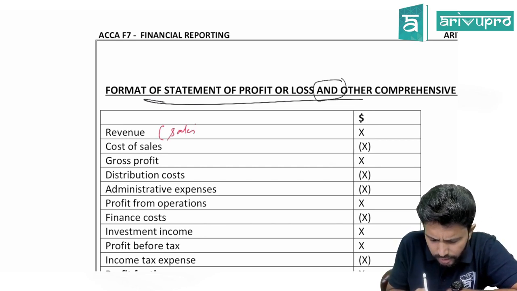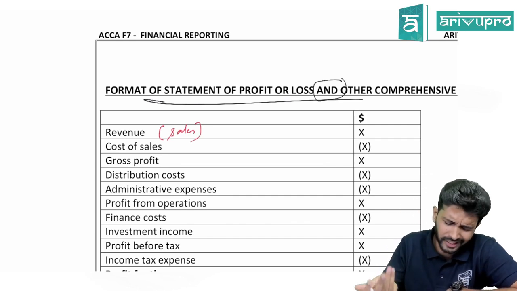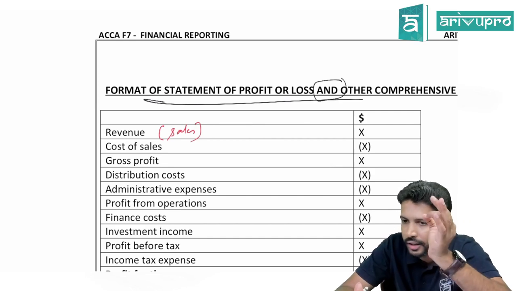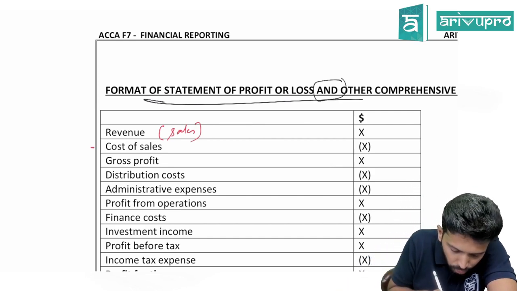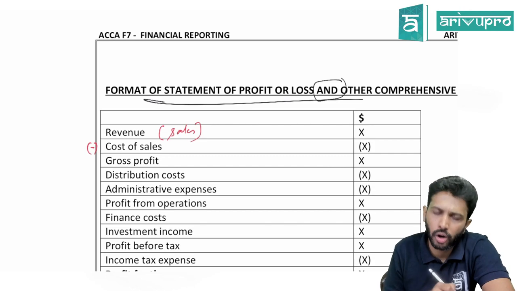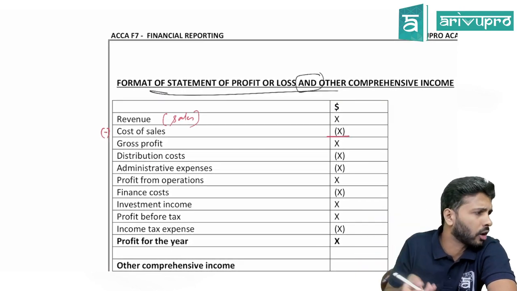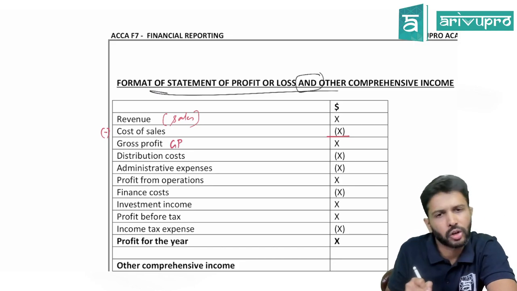Revenue means nothing but sales. Credit sales, cash sales, whatever. Total sales, we refer to as revenue. From revenue, you need to deduct cost of sales. Have you done this format before? Yes. From revenue, if you deduct cost of sales, you're going to get gross profit.